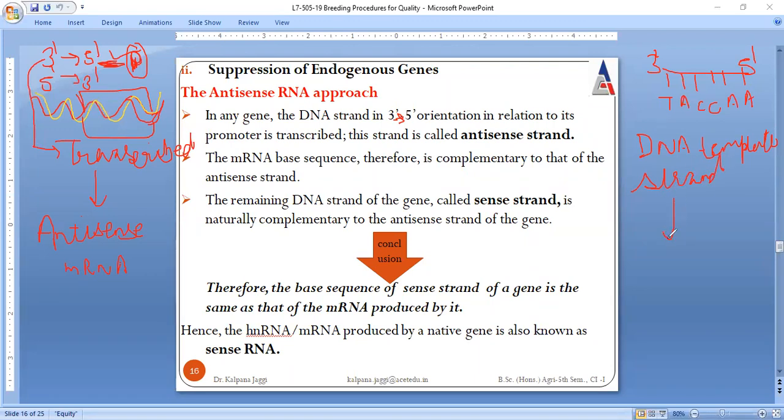When the DNA strand that lies in the 3' to 5' orientation in relation to its promoter is transcribed, it is said to be the antisense strand, and it results in the synthesis of mRNA. Since this is the sequence over here, the mRNA is going to have the complementary sequence, that is, instead of T, it will be U.